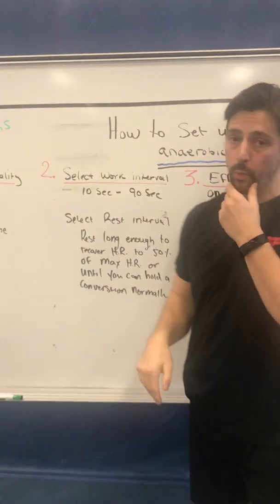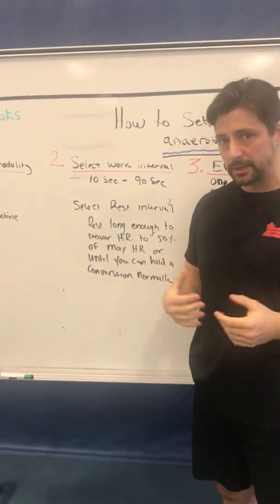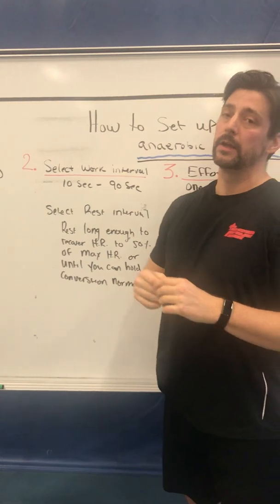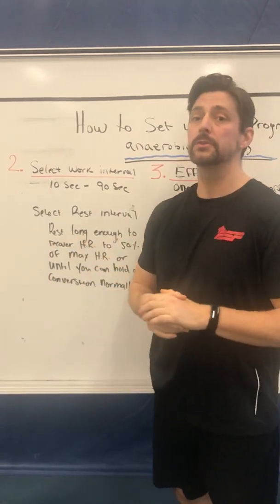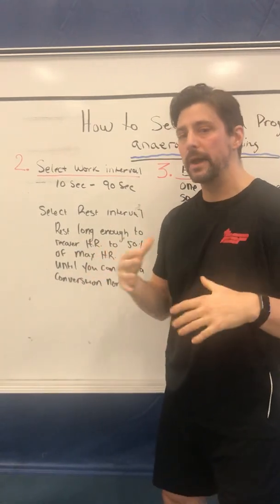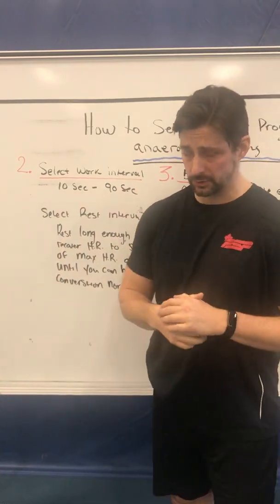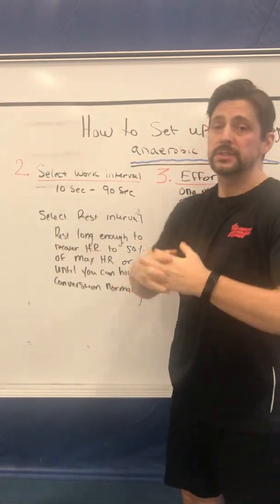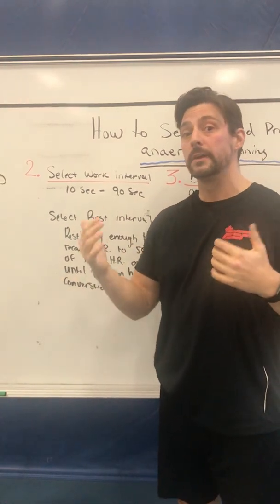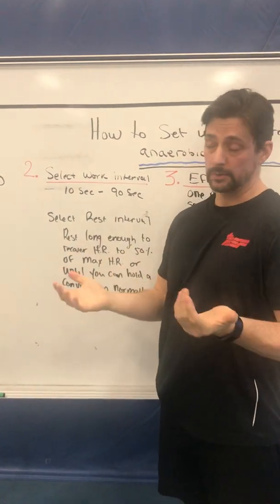We're going to talk about work intervals. So when selecting a work interval for anaerobic training, from what you learned in previous videos, you'll understand that there are around 10 to 90 seconds of work. Anything longer than that, you're going to start getting into an aerobic zone. So you would simply select a work interval of 10 to 90 seconds, okay?